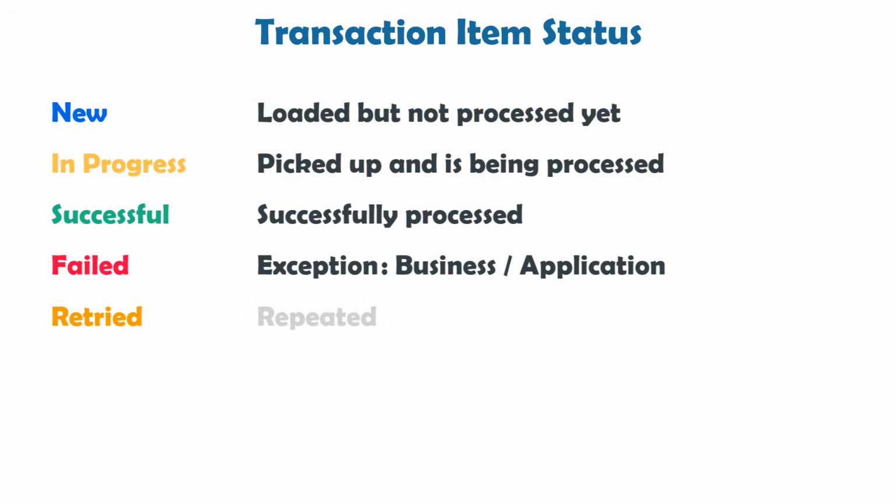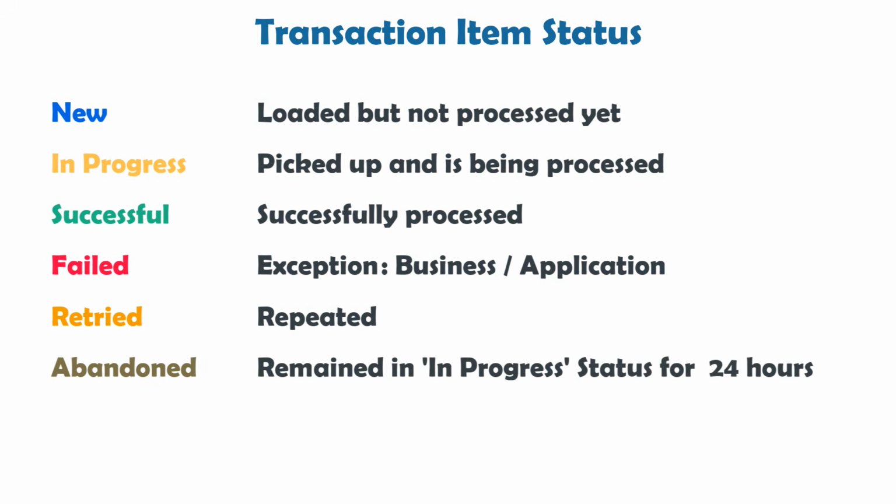Retried means that the item has been repeated. This means that the item has already been processed, but was unsuccessful, so this item will be processed again. Abandoned means that the item remained in the new status for a long period of time, approximately 24 hours, without being processed. Deleted means that the item has been deleted from the queue.